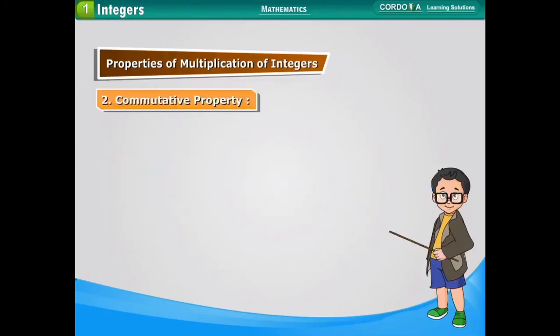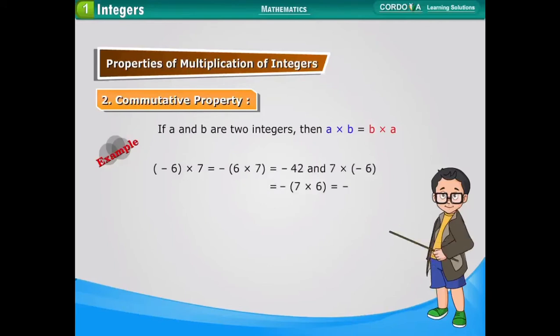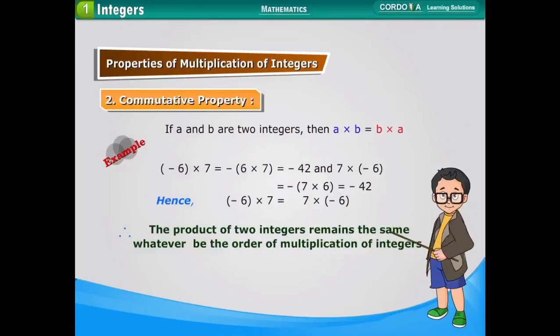Commutative property. If a and b are two integers, then a × b = b × a. Example. −6 × 7 = −(6 × 7) = −42, and 7 × −6 = −(7 × 6) = −42. Hence, −6 × 7 = 7 × −6. Therefore, the product of two integers remains the same, whatever be the order of multiplication of integers.